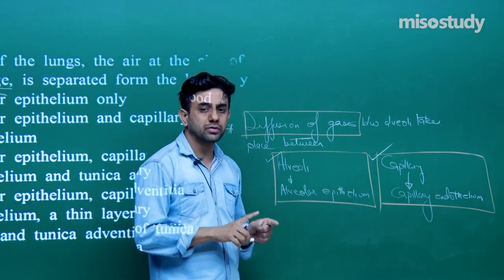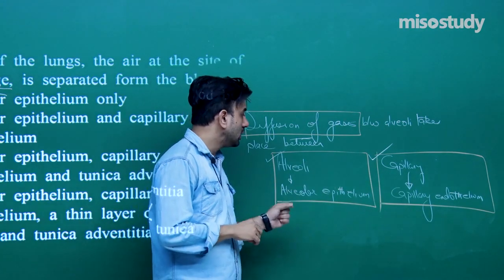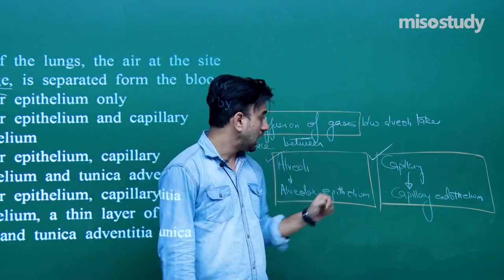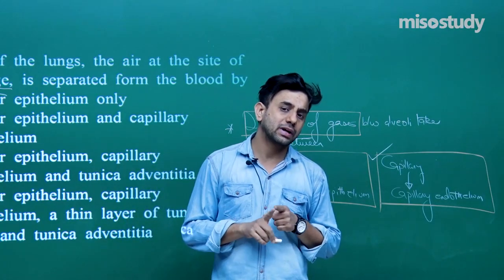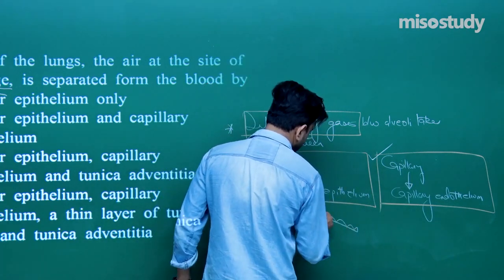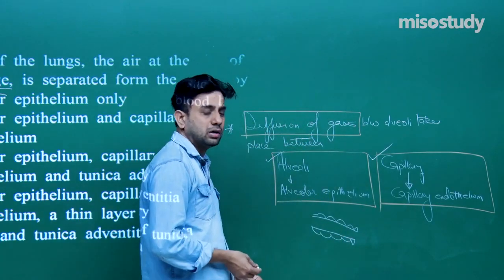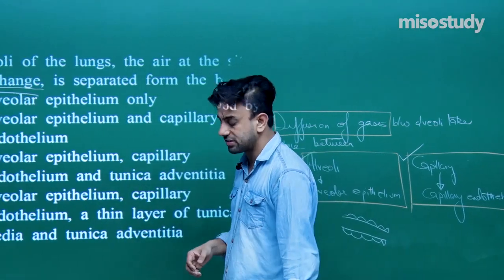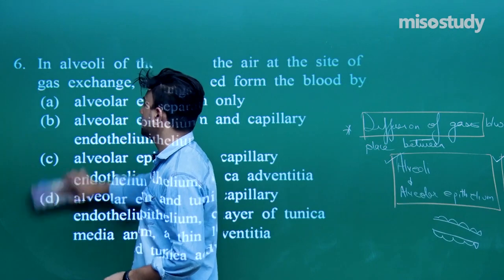That is how the diffusion of gases is taking place. Okay. So, that is why the capillary endothelium consists of only the tunica interna, and since these two epithelia are the thinnest over here, diffusion of gases will take place easily between them. It will be like this, right, with their basement membrane obviously. Let us go to the next question.